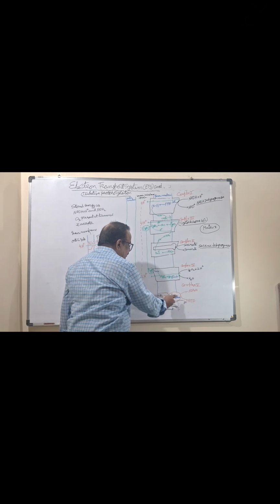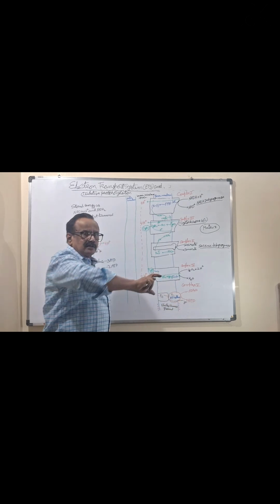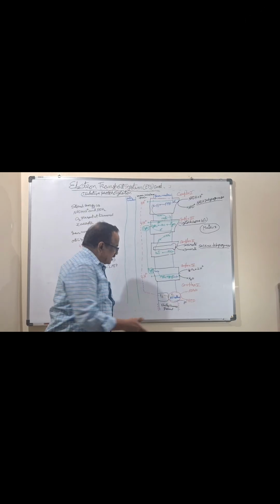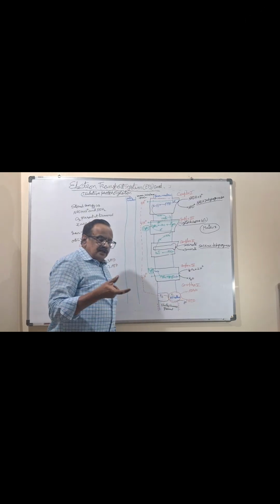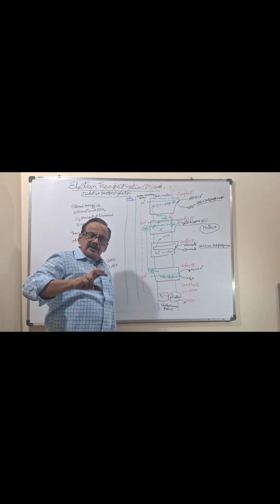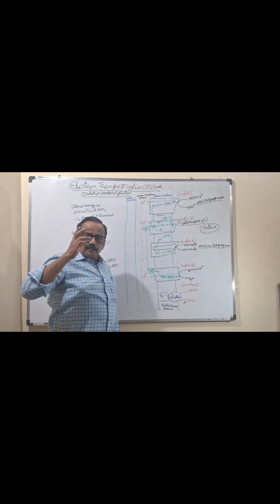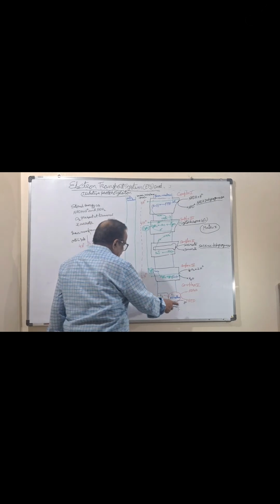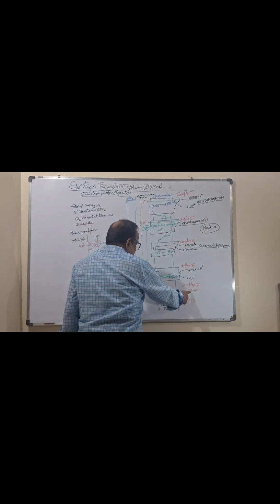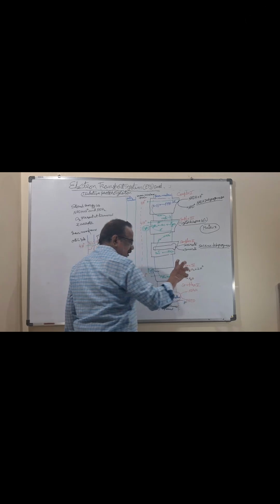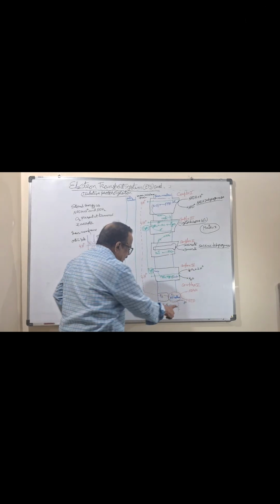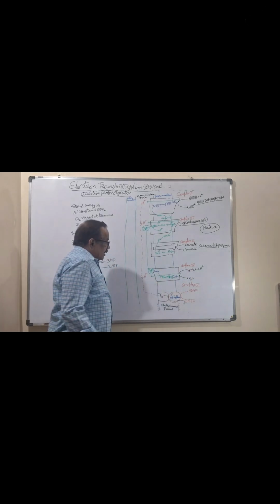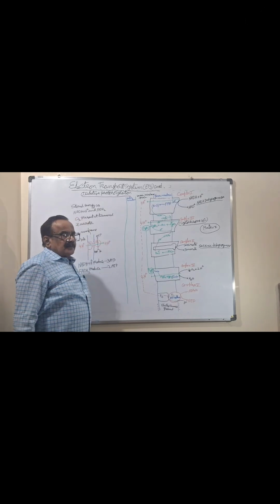So whenever the protons pass like this, it will rotate. The headpiece-like thing is there, no? The F1 particle rotates. Whenever it rotates, it gives some mechanical energy. That energy is used for combining ADP and phosphate, which are pressed together and form ATP. In this way, ATP will be formed.